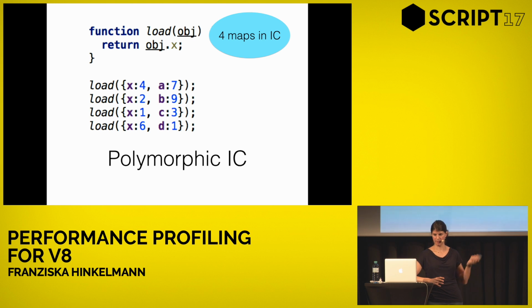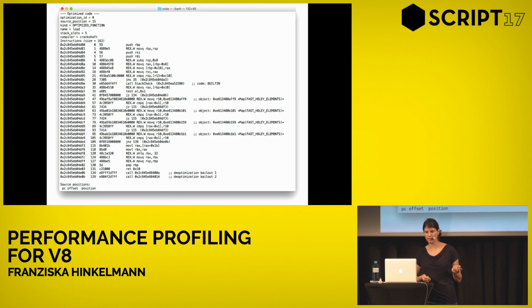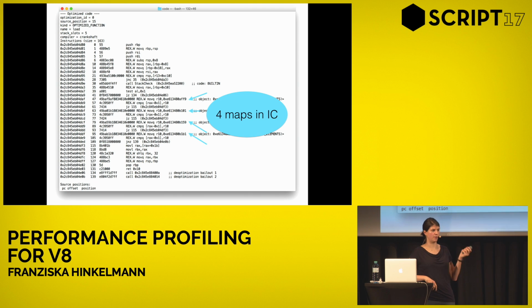So I'm doing this with 4 different things. So I have 4 entries in my cache. So I consider this cache polymorphic. And if this is in my cache, when the optimizing compiler starts to compile, then the machine code looks a little different, and it has 4 map checks now. So this is the relation between monomorphic IC and polymorphic IC. We have a different number of checks in there.